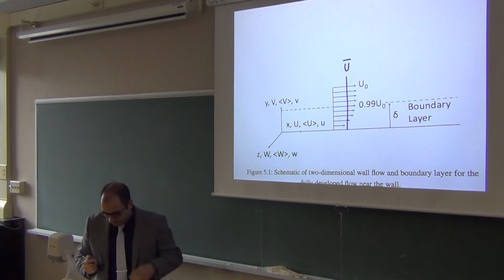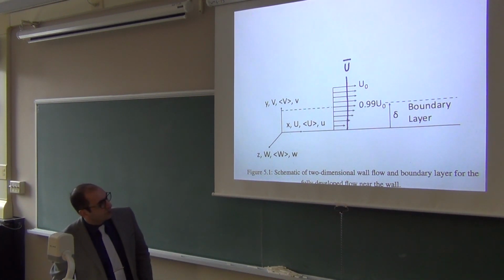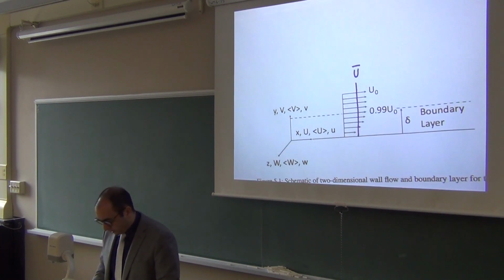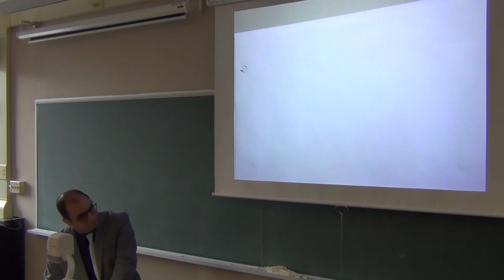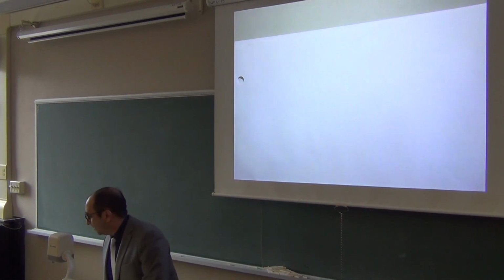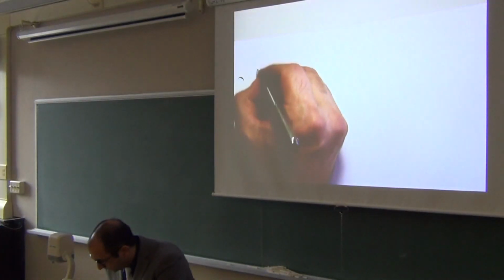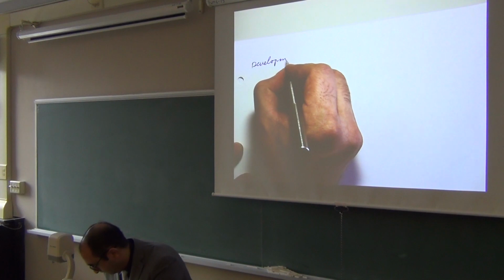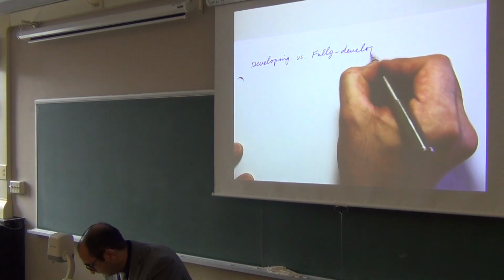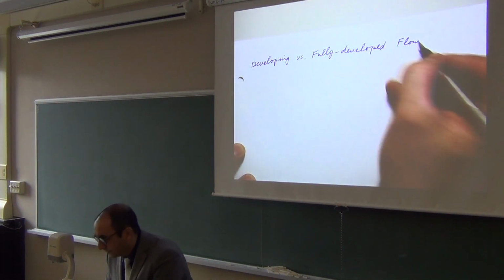Now, before I develop the transport equation, the Navier-Stokes equation for wall flows, I want to draw a picture, a schematic, which is important because it helps me develop the equation for you. I want to discuss the concept of developing versus fully developed flow. We talk about it in the definition, but what does it mean?